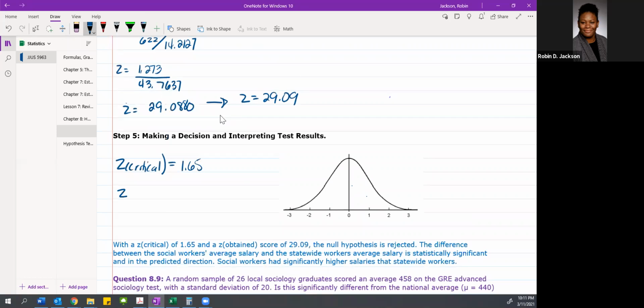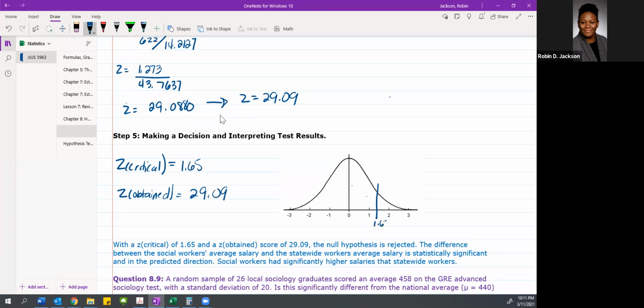Your Z obtained is going to be equal to 29.09. So let's go ahead and put that on the normal distribution curve. I mean, it's kind of obvious. That's a really big number, but let's go ahead and graph it out, or draw it out, however you want to put that. Okay, that's supposed to be 1.65. It's not quite halfway, but you get the picture.